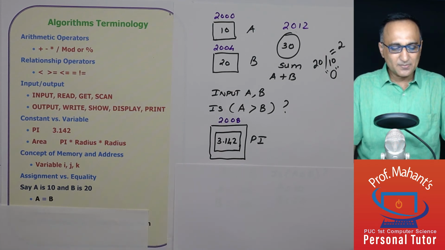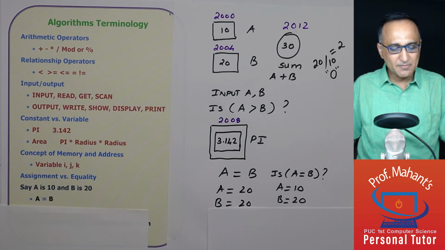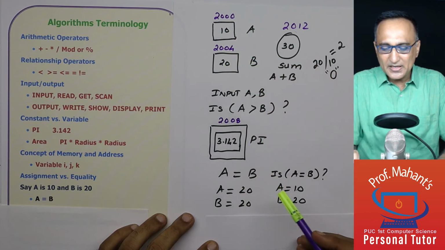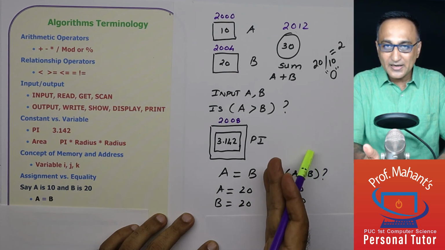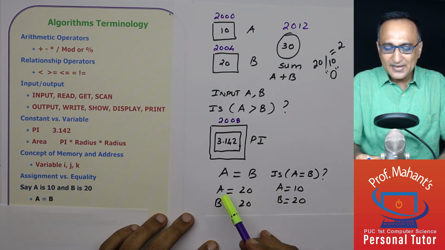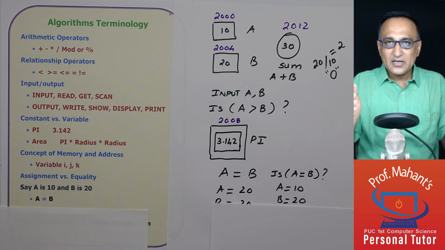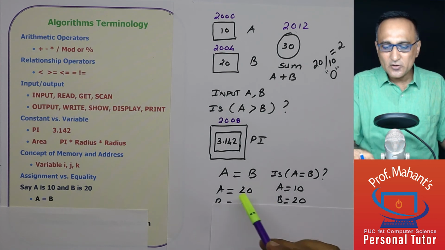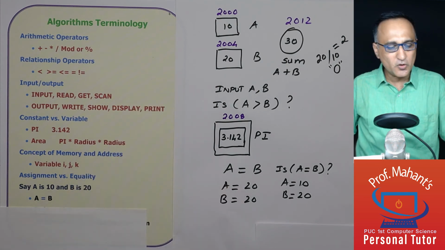Now you need to understand something really fundamentally important, which is assignment versus equality. Suppose A is 10, B is 20. If I do A is assigned the value of B, that means the value on the right hand side is copied to the memory location on the left hand side. Since B was 20, A also becomes 20, B remains as it is, 20. So in assignment, the value on the right hand side is copied to the memory location on the left hand side. Here B's value does not change, but A's value gets changed to 20.